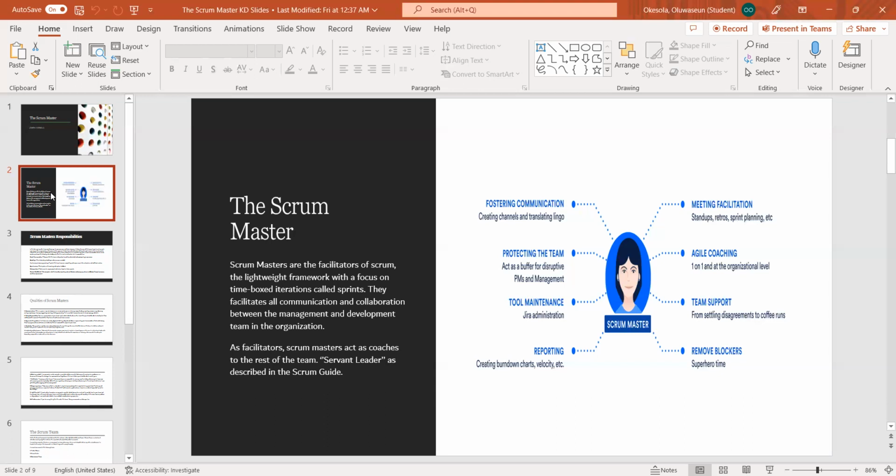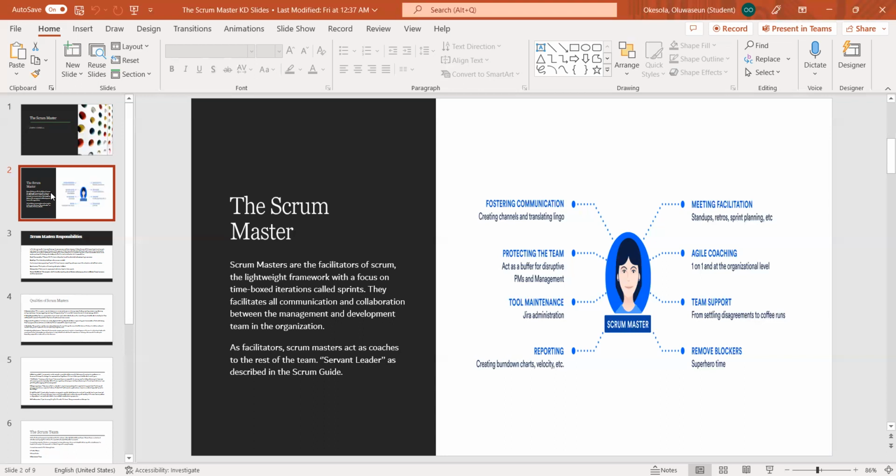Scrum Masters are also responsible for reporting, right? A report is basically just an overview of the progress the team has made. As a Scrum Master, you support with the creation of burndown charts, velocity, and different graphs to measure metrics and progress for the stakeholders. And then meeting facilitation. Unarguably, this is one of the most crucial responsibilities of the Scrum Master.